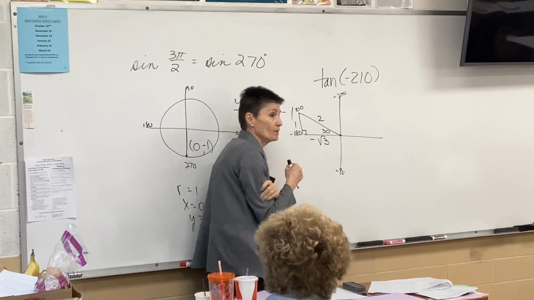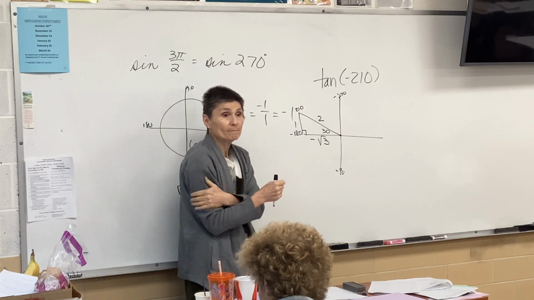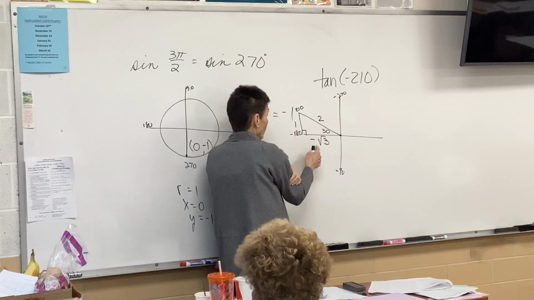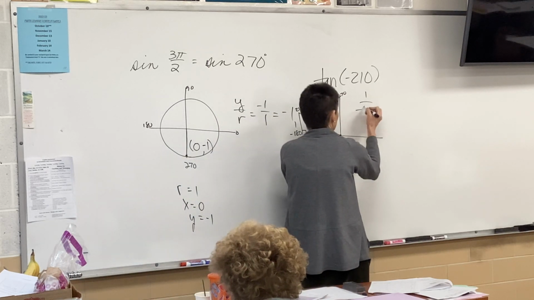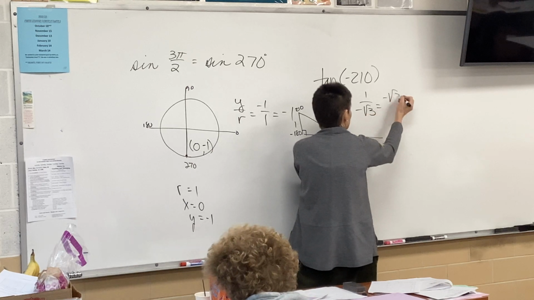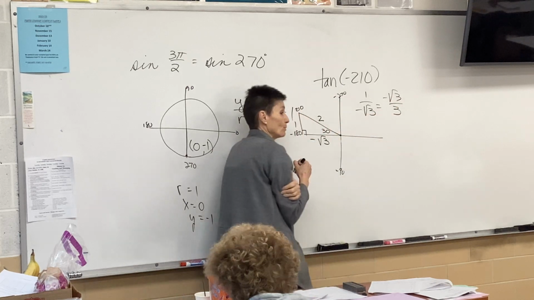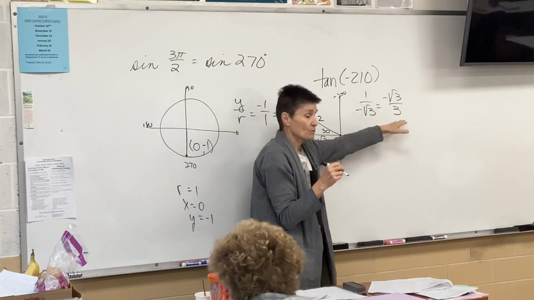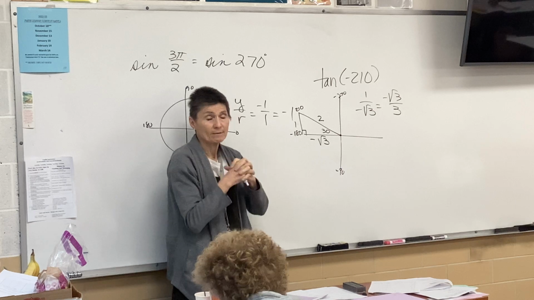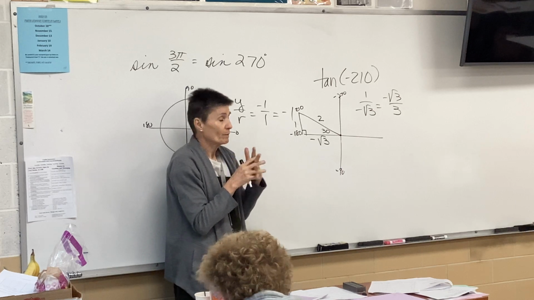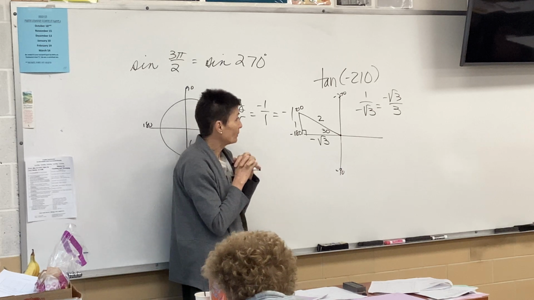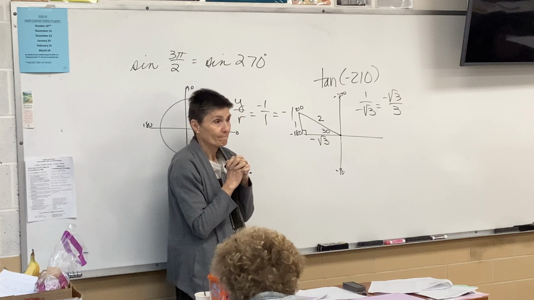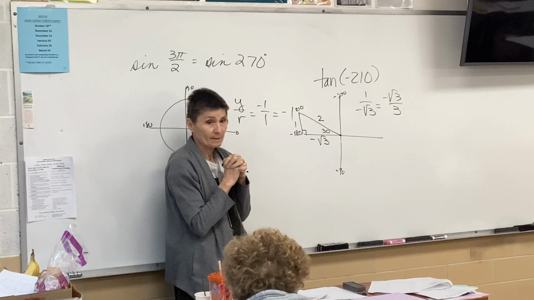Okay, we want tangent. What's the definition of tangent? Opposite over adjacent. So opposite is 1, adjacent is -√3. So our answer is -√3 over 3. Scout, this is called the exact answer. If you type that in on your calculator, it's going to give you some decimal. So we want the exact answer. That means we do it by hand. All right, how's that? Everybody okay with that one?